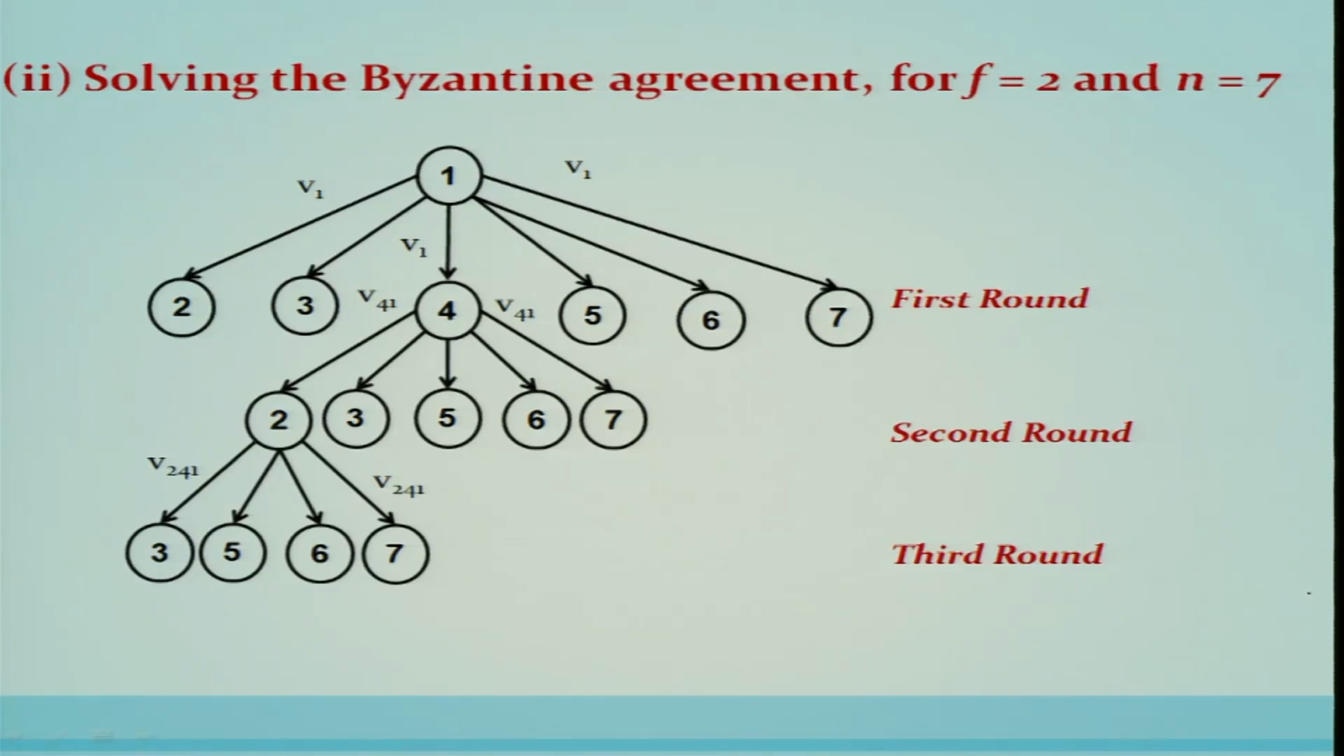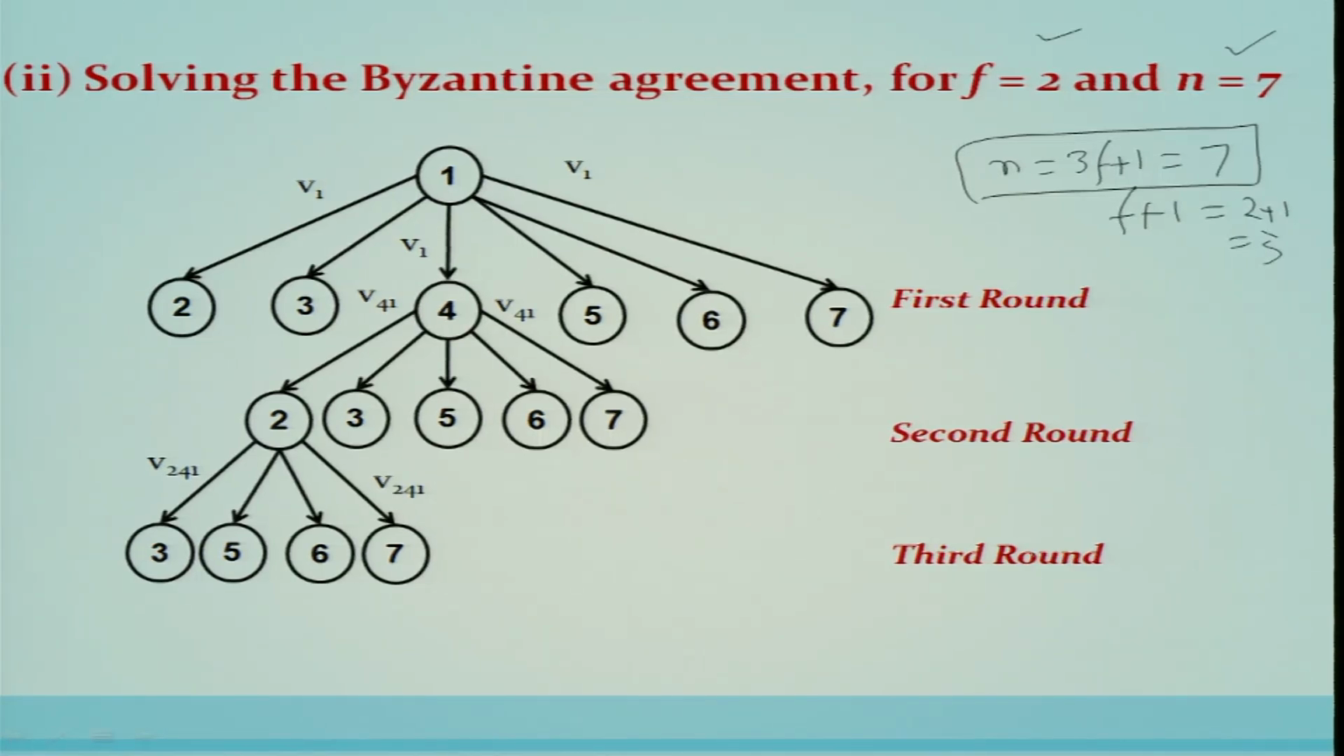now if f is equal to 2, then n is equal to 3f plus 1, that is equal to 7. So 7 processes are required, and the number of faulty processes is 2. So in this particular case, Byzantine agreement is possible. And how many rounds is it going to take? f plus 1, that is 2 plus 1, that is 3 rounds.